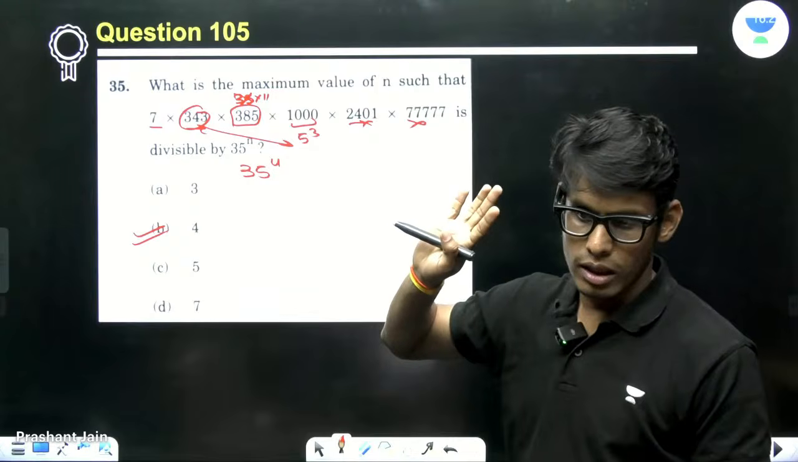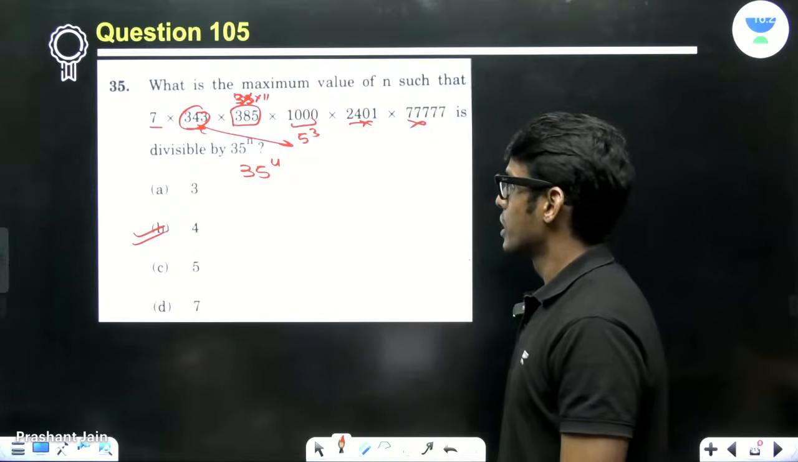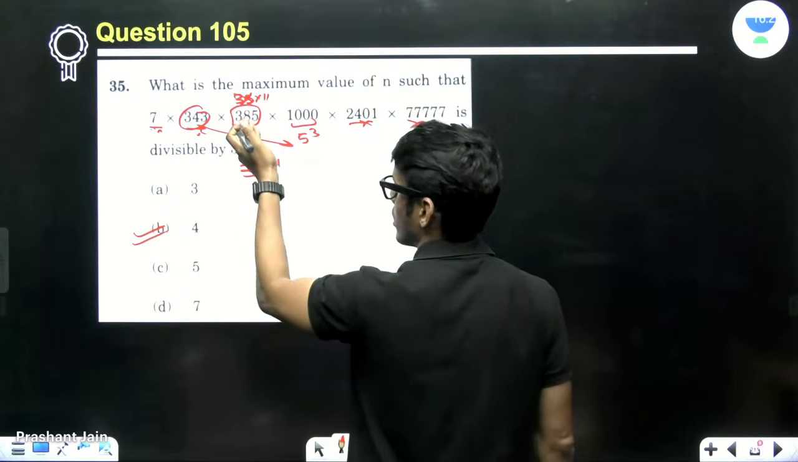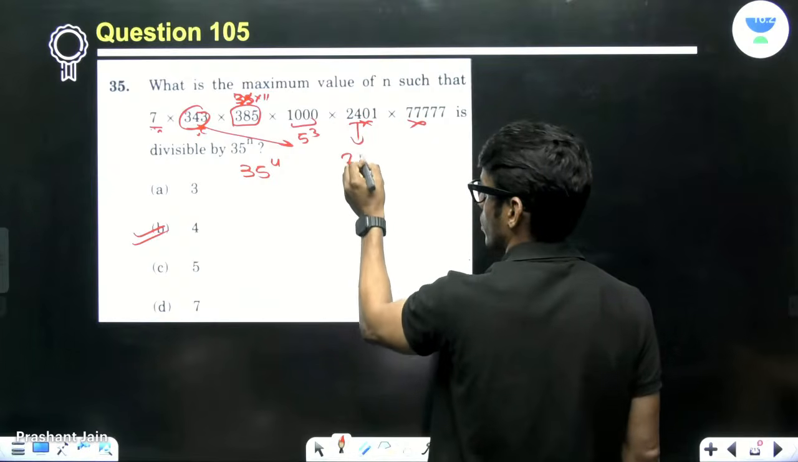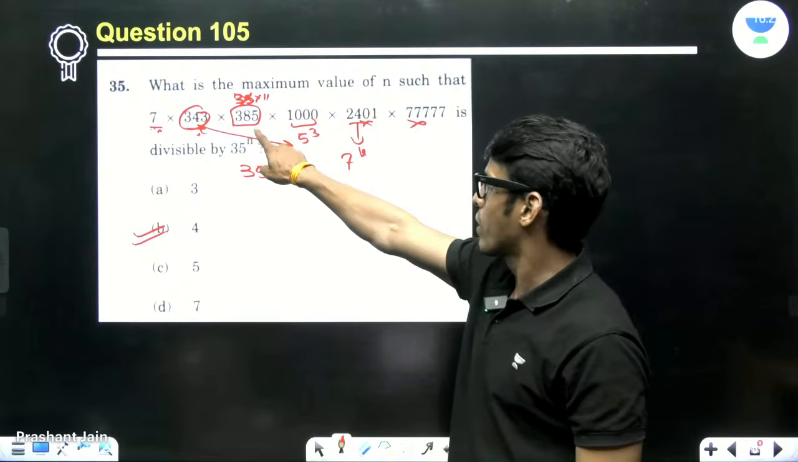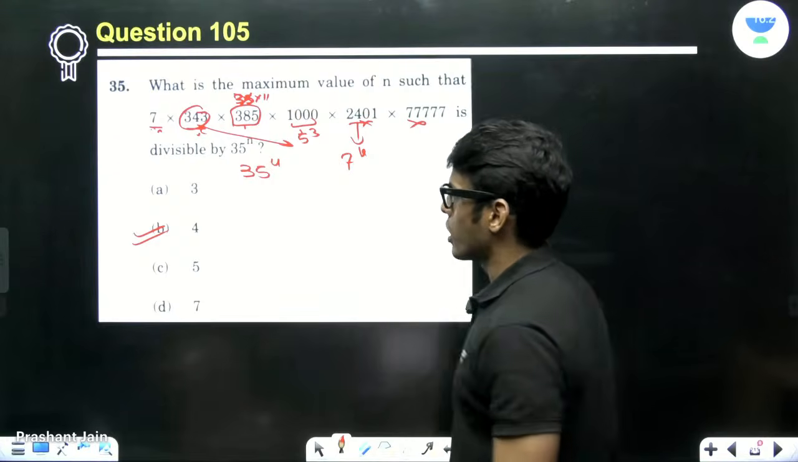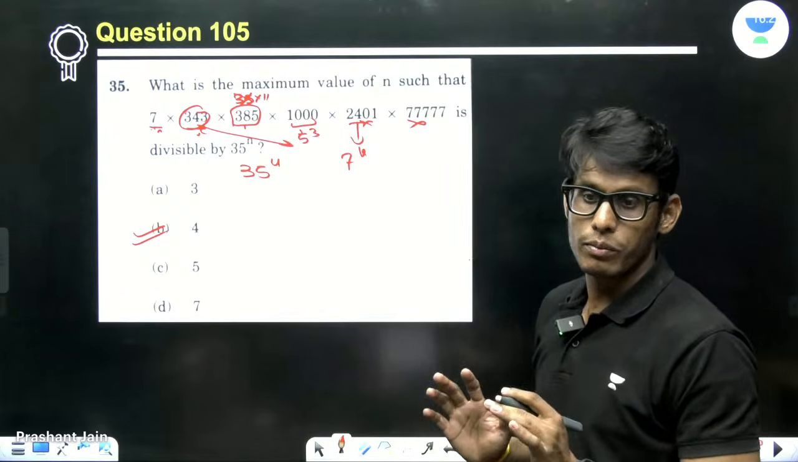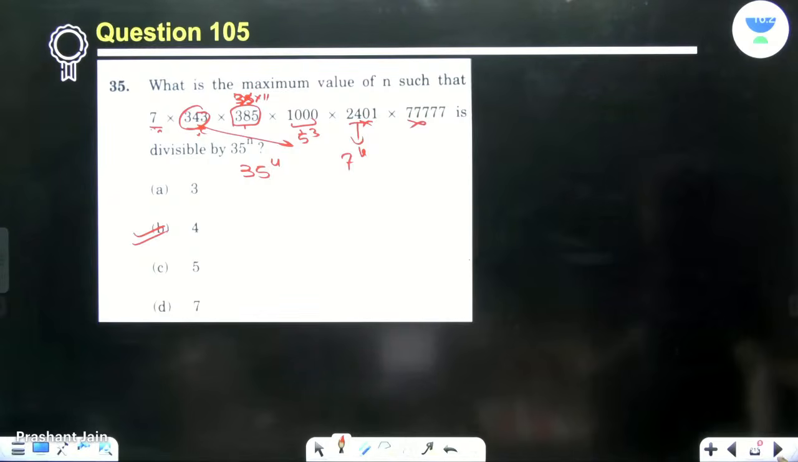Right? Are you getting it, guys? Because see, there are so many 7s here. One 7 is here, three 7s here, one more 7 is here. Four 7s in total. This is 7 to the power 4. So lots of 7s are here, but you have only four 5s. One power of 5 here, three powers of 5 here. So in total, at max you will have four powers of 5. Are you getting my point? So B is the correct answer.